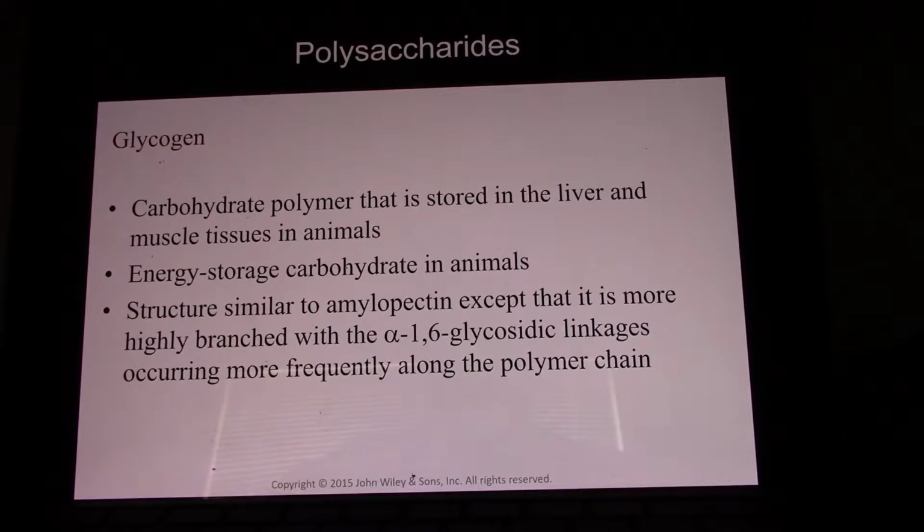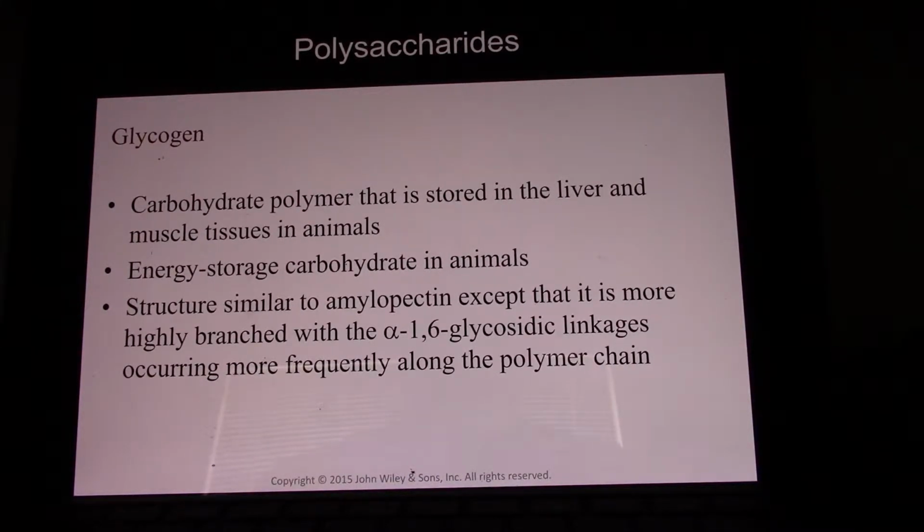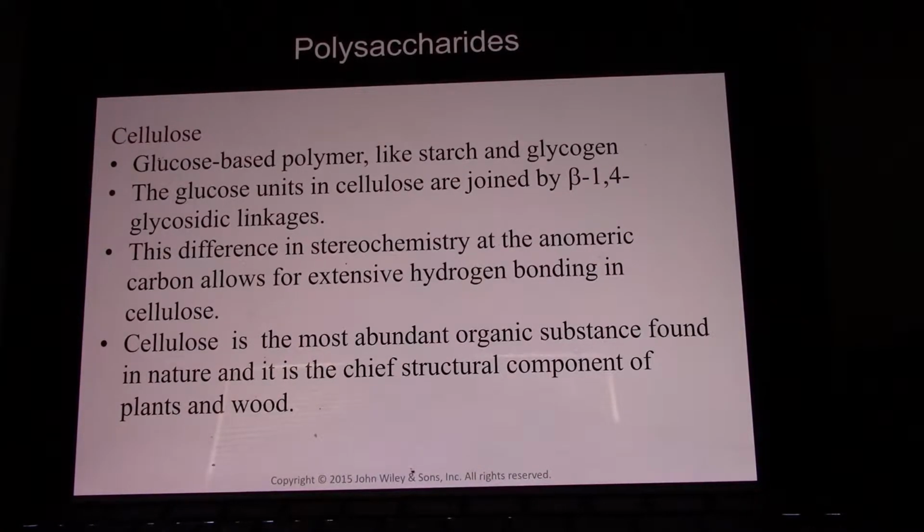It's similar in structure to amylopectin, except it is even more highly branched with the alpha-1,6 glycosidic linkages. So it's like amylopectin, but even more branched.